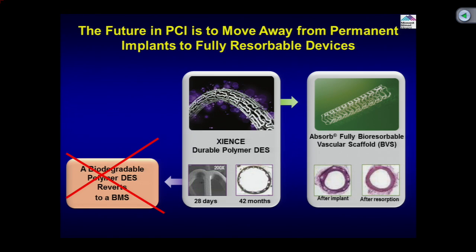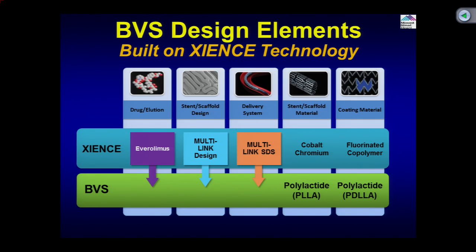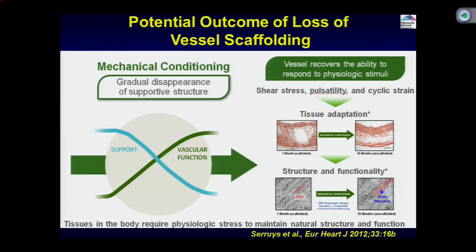And this is the whole concept of the bioresorbable scaffold. This actually goes on the technology of our designs. That is, the drug is the same, everolimus, and the multi-link design of the stent, but it is made of polylactide, a PLLA, that gradually disappears and undergoes disintegration. It starts at about 12 months and probably completes around 4 to 5 years, although major disintegration has been shown to occur within 3 years.